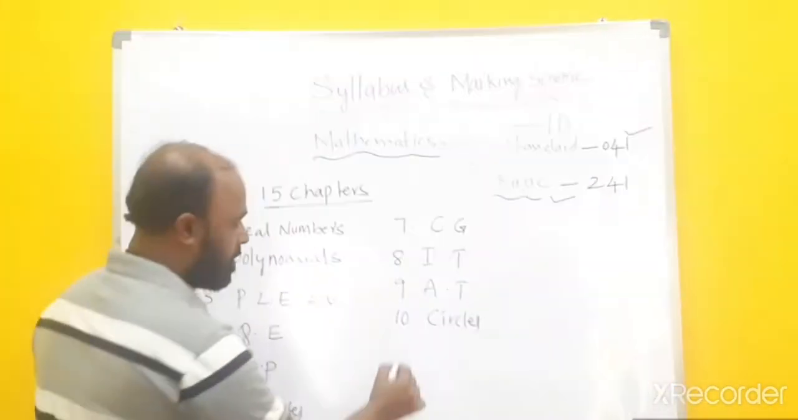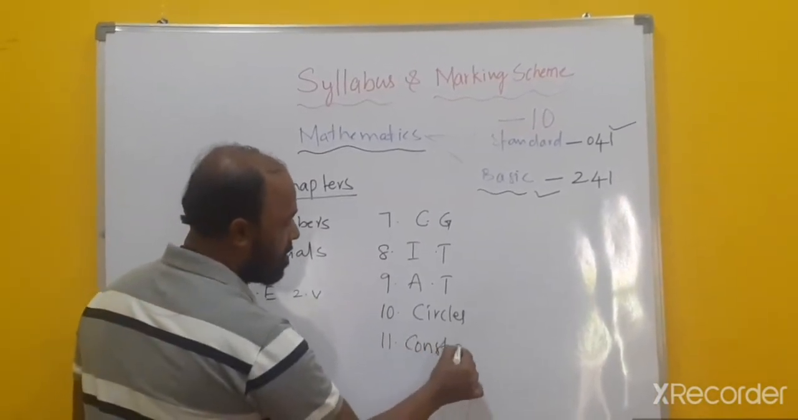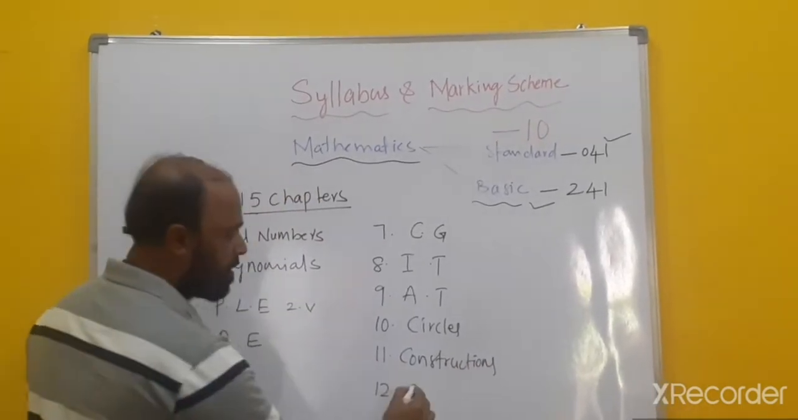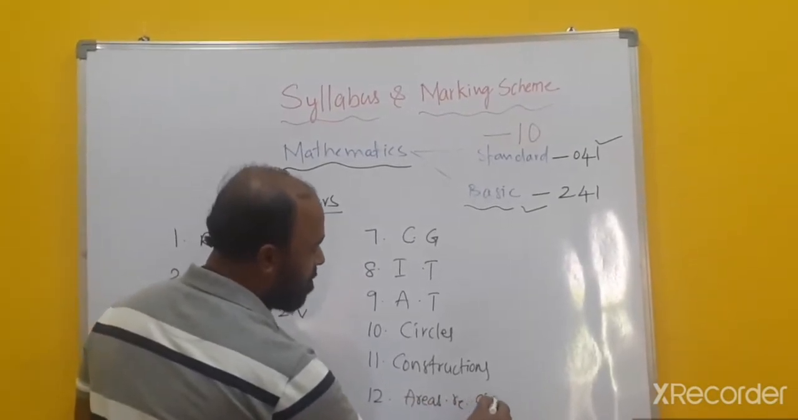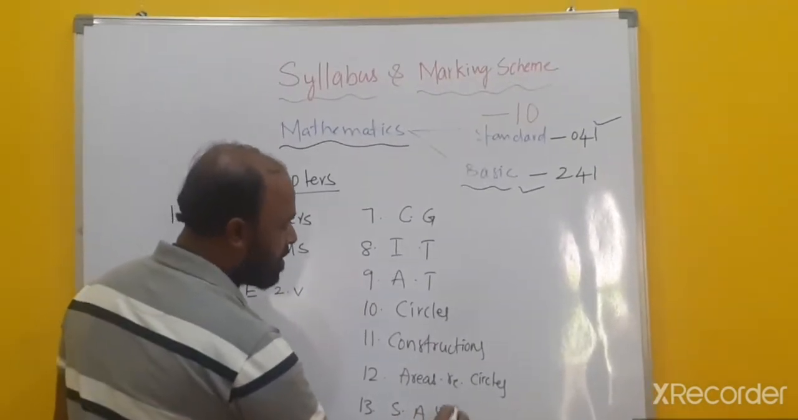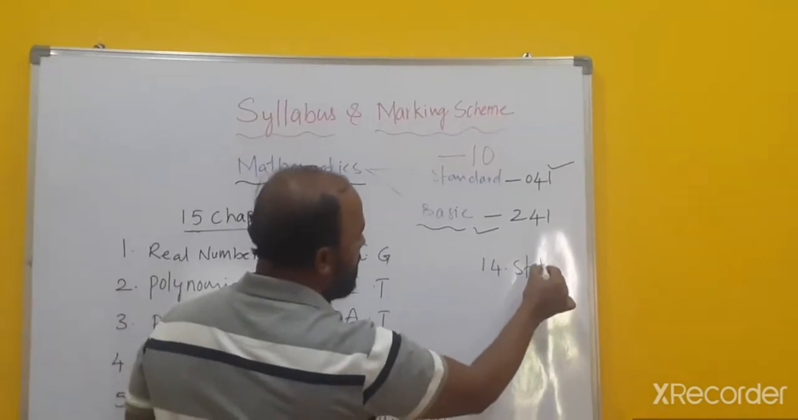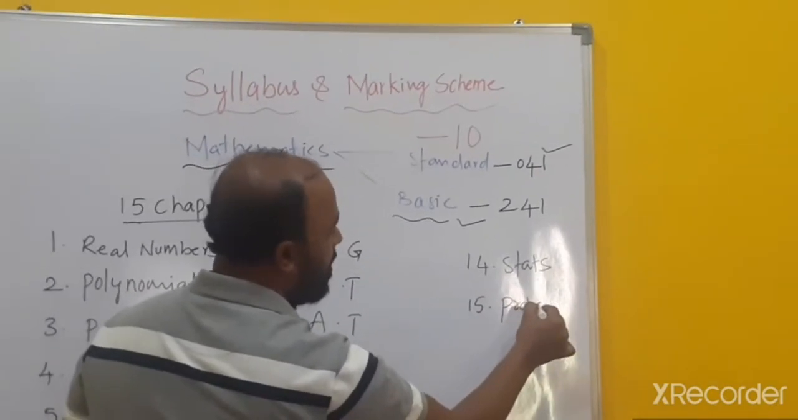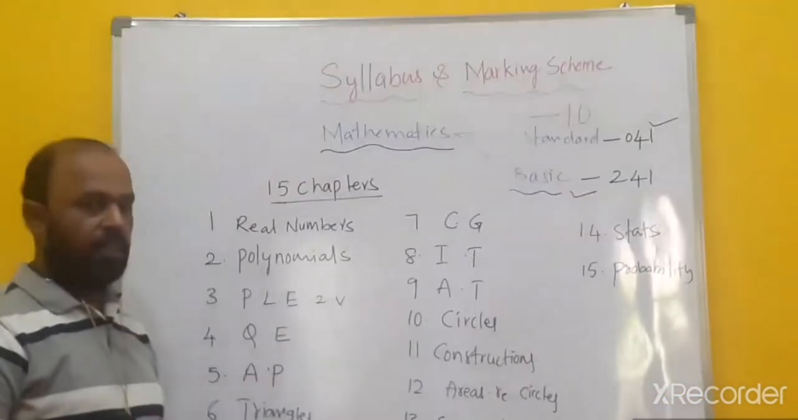tenth, circles, eleventh, constructions, and twelfth, areas related to circles, and the thirteenth chapter, surface areas and volumes, and the fourteenth chapter, statistics, and the next one is probability. Total 15 chapters are there in the class 10th syllabus.